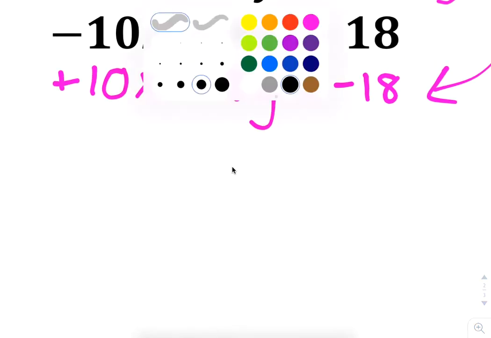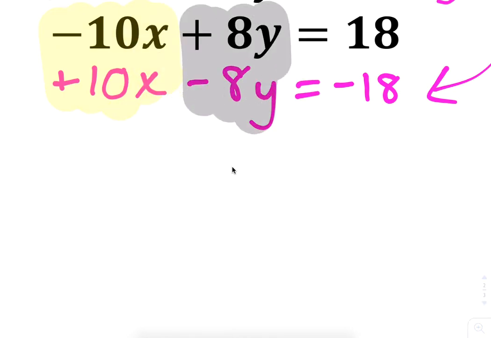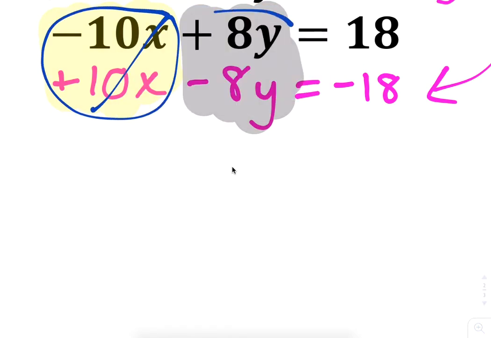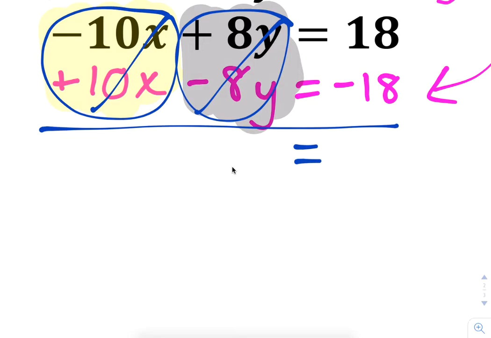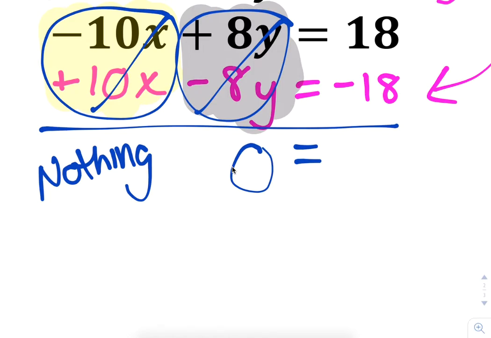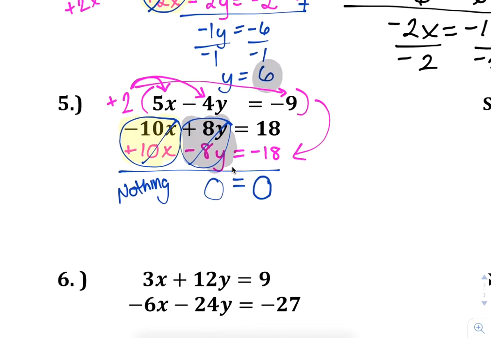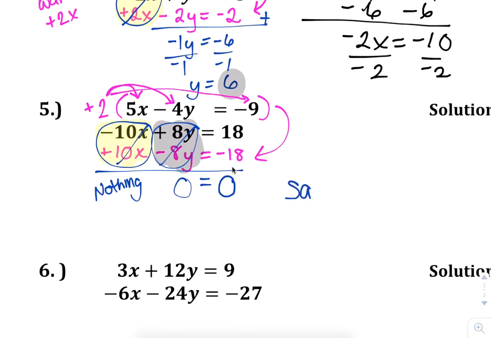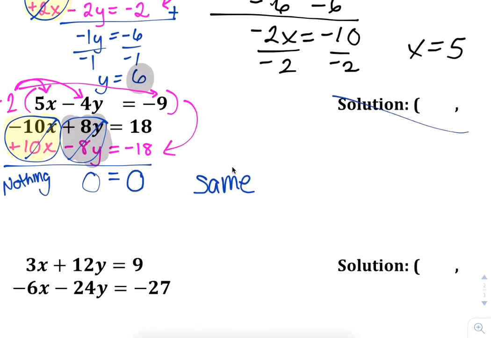Here's something really cool. My x's cancel, but so do my y's. So watch why this is awesome. X's cancel, y's cancel. So if I add up what's left, I have nothing. What's the math number for nothing? It's a 0. What is 18 and a negative 18? Well, that's also 0. So what do we do again when the numbers are the same? Well, we say that we have infinite solutions.